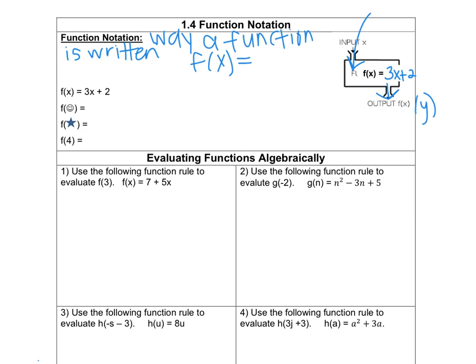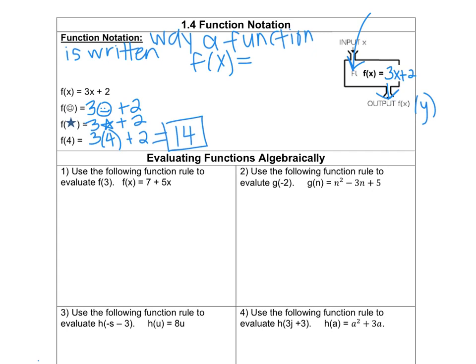So let's come over here. If I input a smiley face into this equation, I'm inputting it in place of x. So this would be 3 smiley face plus 2. Okay, or I could input a star. So it would be 3 star plus 2. Or if I want to input a number, I would input a 4 in place of x, so 3 times 4 plus 2. Well, since we actually have a number, we could evaluate this. So 3 times 4 is 12, and then 12 plus 2 would be 14.